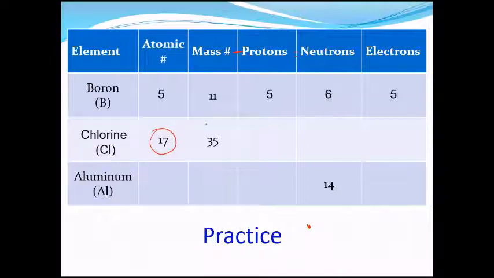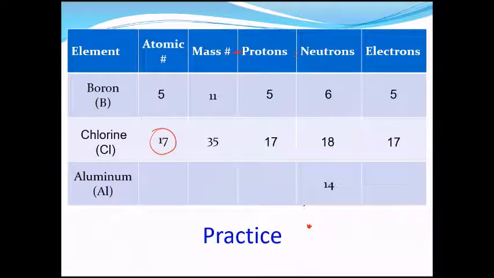Once again, we can do the mass minus the protons in order to get the neutrons, and since the atomic number is 17, we know the protons are 17. So how many neutrons for this chlorine atom here? 35 minus 17? Yep, it's 18. Very good. And once again, we're talking about a neutral. These are all neutral, so how many electrons would this chlorine atom have? 17. Very good.